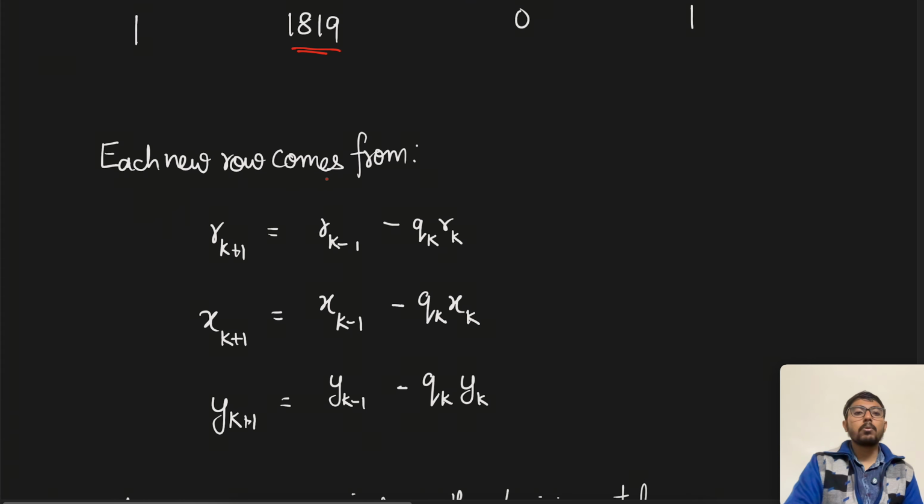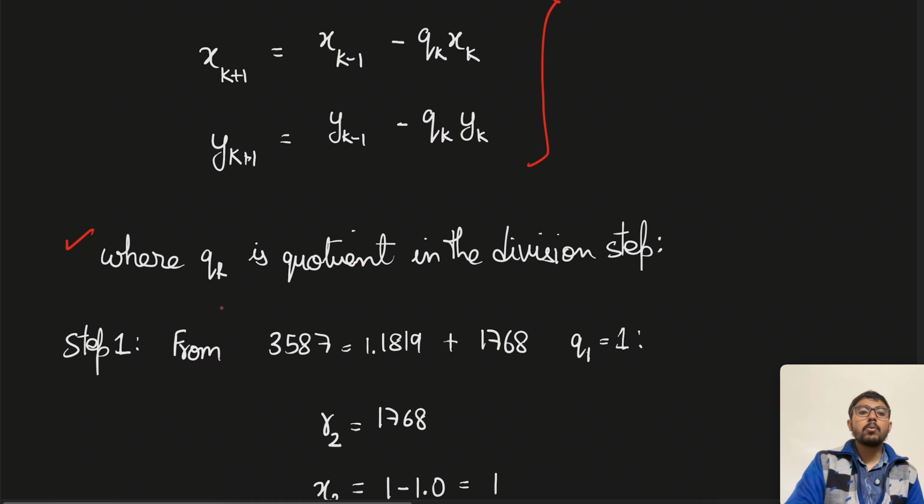Next we come to the new rows that will be formed from this calculation onwards. So R(k+1) will be R(k-1) minus Qk times Rk, whereas x(k+1) equals x(k-1) minus Qk times xk. Similarly, y(k+1) equals y(k-1) minus Qk times yk. Now all these follow a similar pattern, so it will be easier to remember. In this case we will know Qk is actually the quotient in the division step, right.